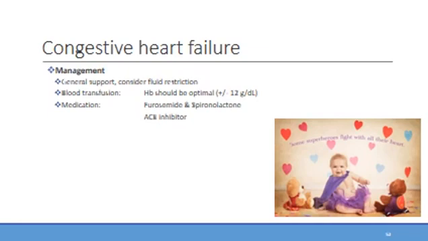Furosemide and spironolactone is the most commonly used combination. The electrolytes have to be checked when the baby is using these diuretics, and then ACE inhibitors like captopril may be used to reduce the afterload, but these babies must be carefully monitored for hypotension.